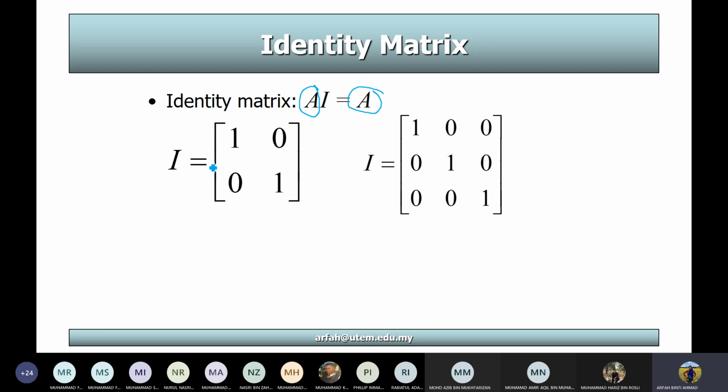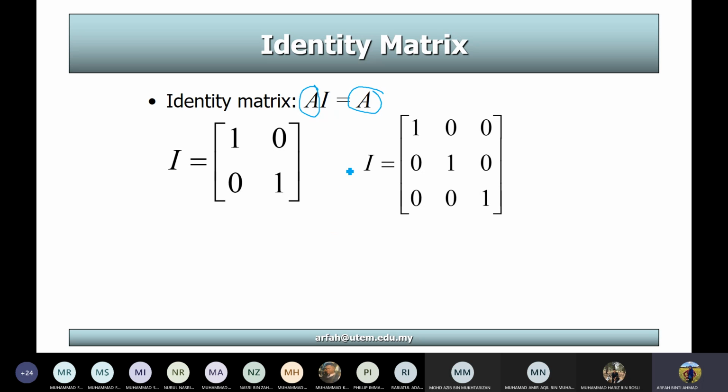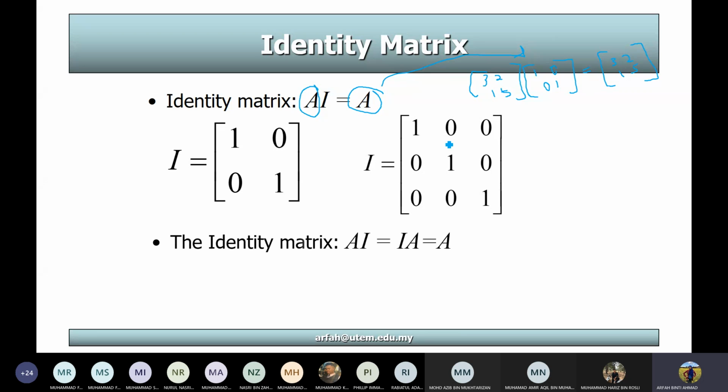So let's say for example, ini identity matrix. Ini identity matrix dan let's say A awak ada satu matrix untuk 2x2 ni 3, 2, 1, 5. So kalau kita darabkan matrix ni dengan matrix identity 1, 0, 0, 1, still awak akan dapat jawapan dia sama dengan matrix A. 3, 2, 1, 5. So inilah yang dinyatakan dengan syarat yang ini. Okay. Ini adalah identity matrix.